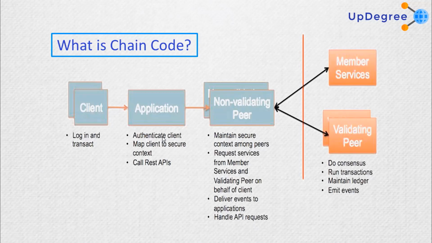So how does it happen? The application is used after logging in and transacting. It checks whether it's a validating or non-validating peer. With the non-validating peer, member services get combined, and it does consensus, transactions, maintains the ledger, and emits events. So the non-validating peer makes sure that there is security among peers. It requests services from the member services on behalf of the client. It delivers events to the application and handles API requests. Basically, it first non-validates and then increases the validation using member services and the validating peer.